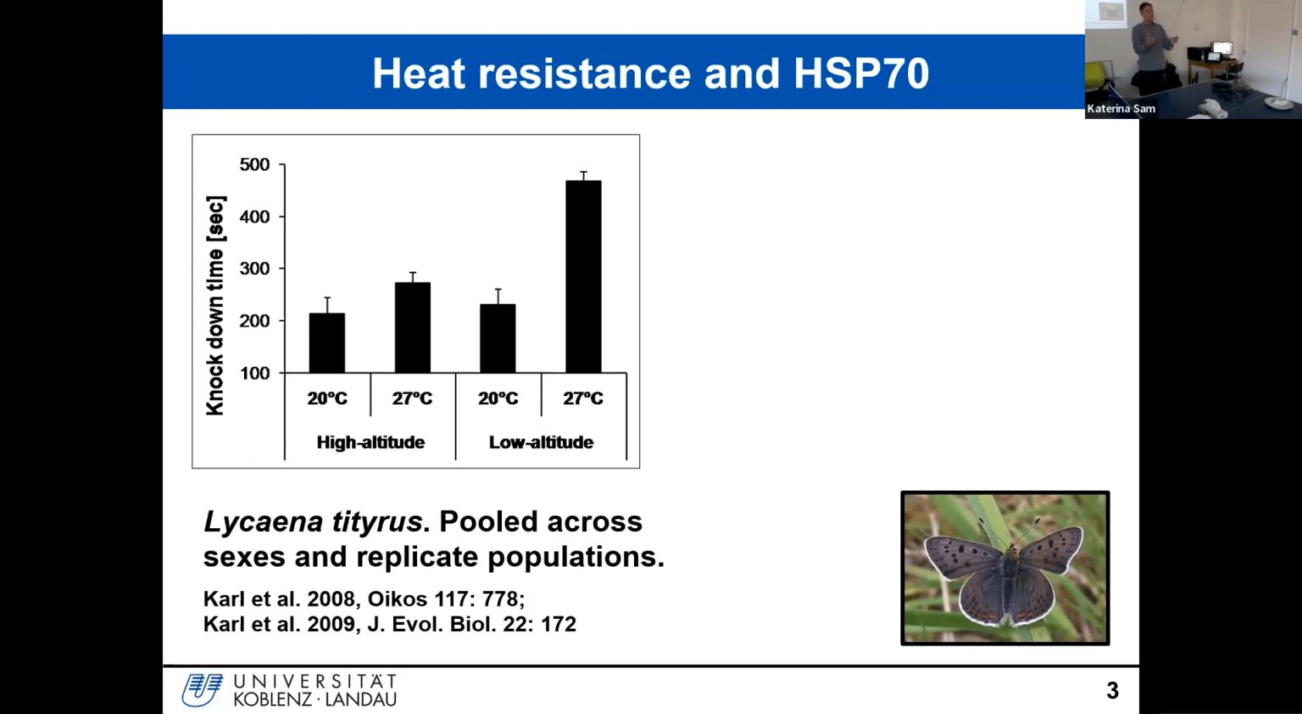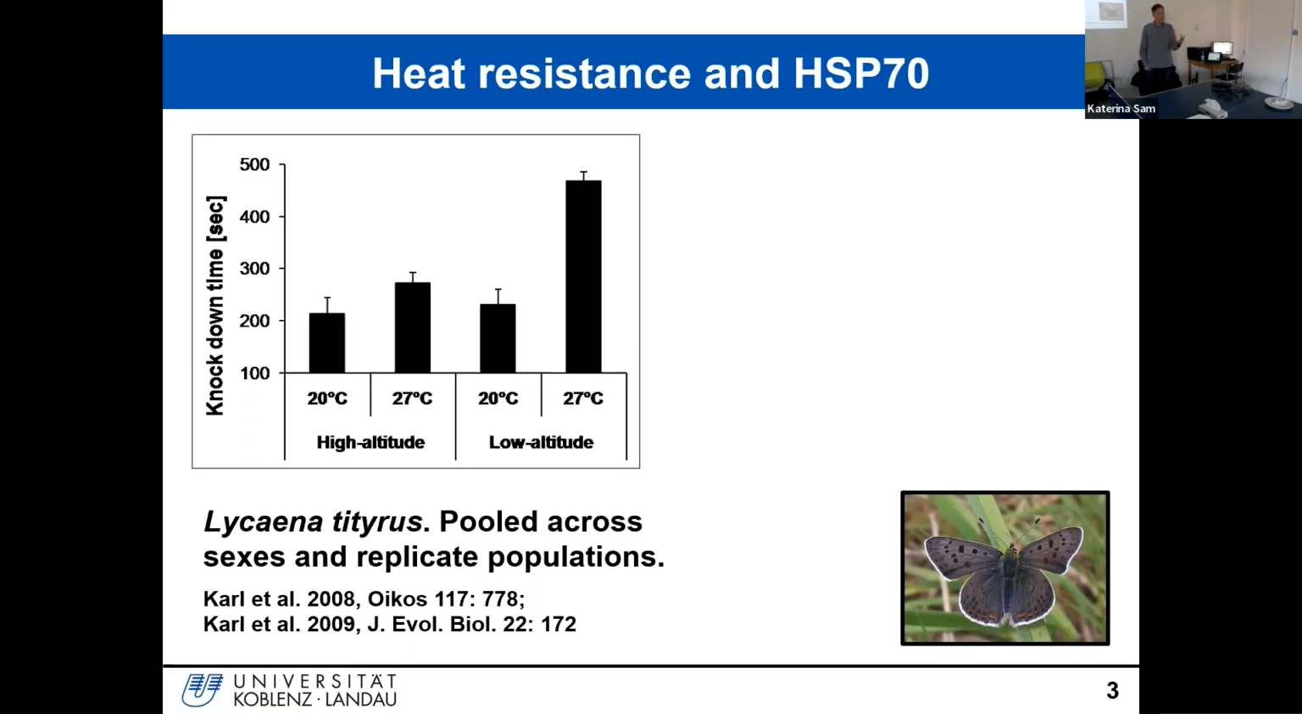You expose them to a severe heat stress and you simply stop the time until they will be physically knocked down. The longer the heat knockdown time, the better they can stand the heat. So what you can see here in this graph, replicate high and low altitude populations which have been kept at either 20 or 27 degrees, you see the difference. If they have been kept at the higher temperature, they have a longer knockdown time.